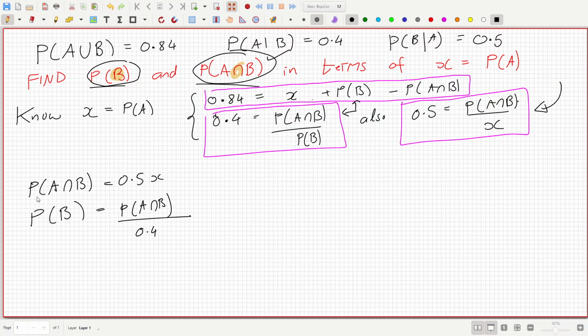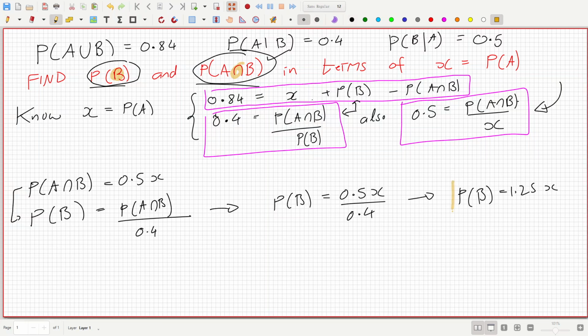I only want to have X in the answer though, because it says in terms of X. So I can sub this into this. I'll get P(B) equals P(A and B), 0.5x over 0.4. 0.5 divided by 0.4, that's 1.25. So we get P(B) equals 1.25x. Okay, so we have P(B), which is what they wanted in terms of X, and we have P(A and B). So that's part A done.